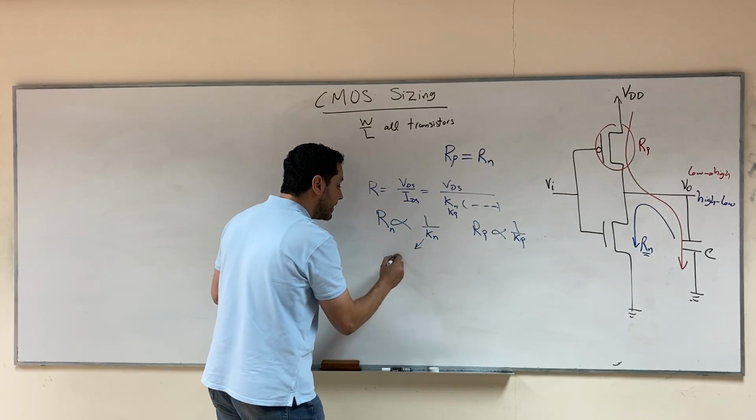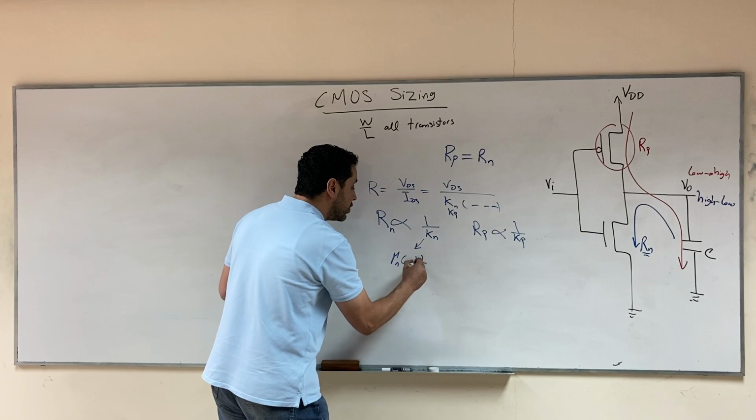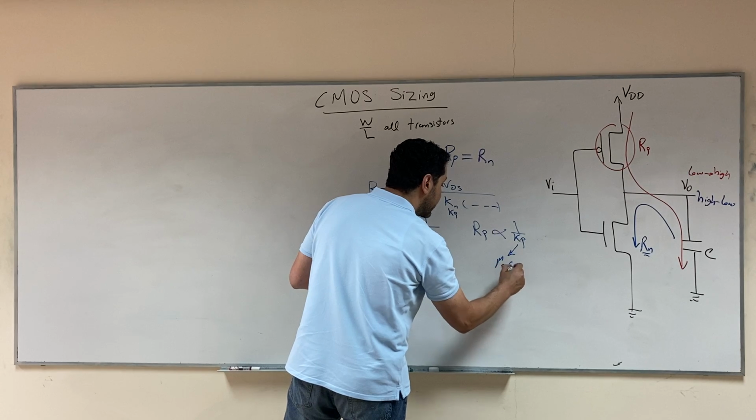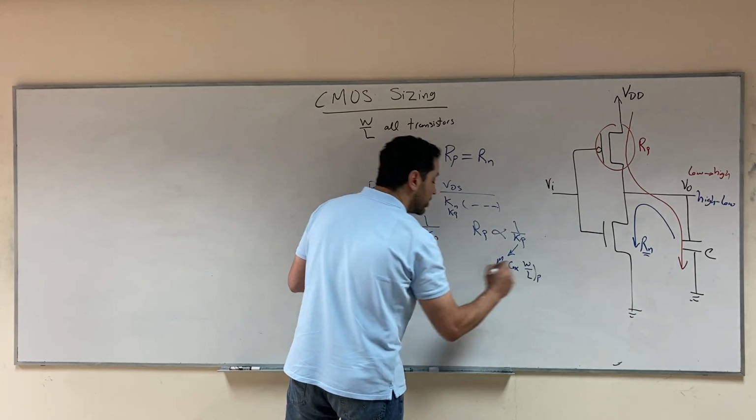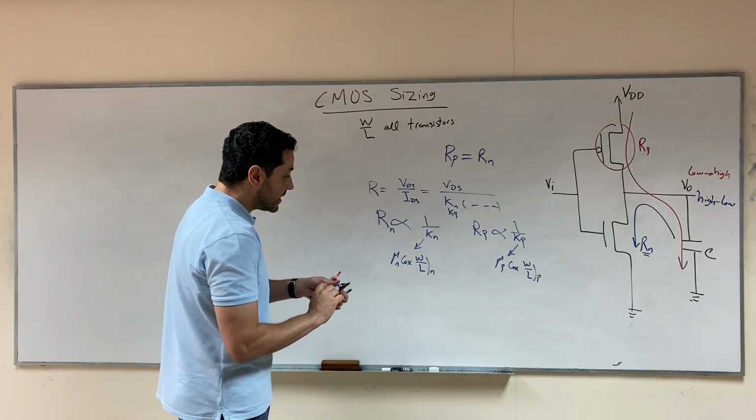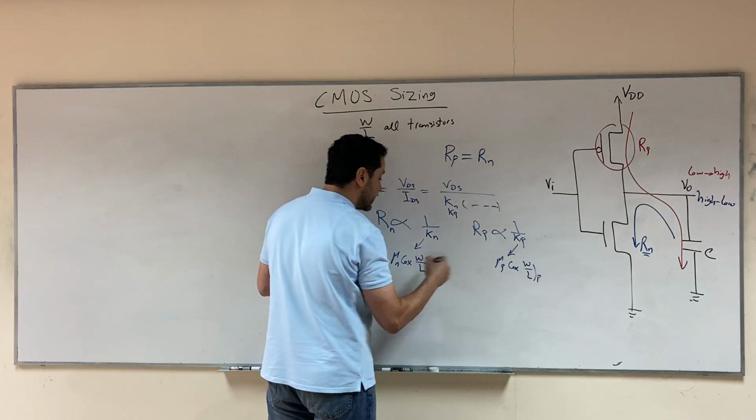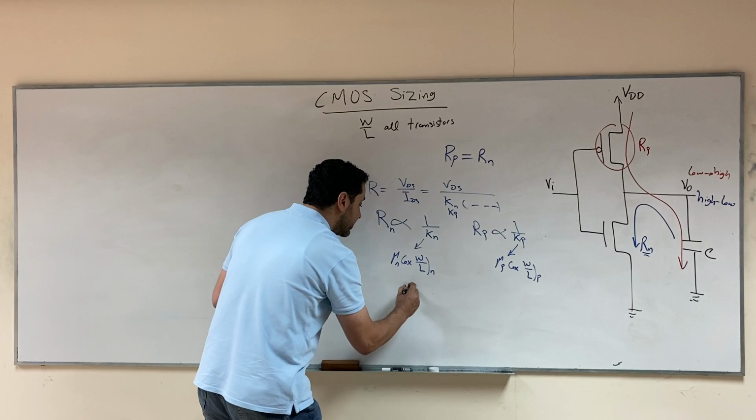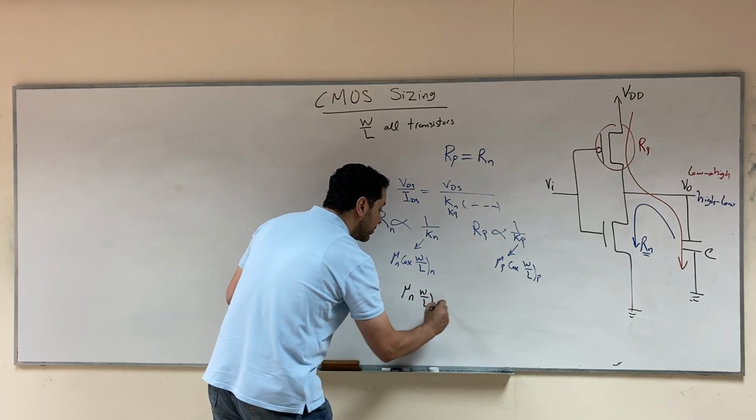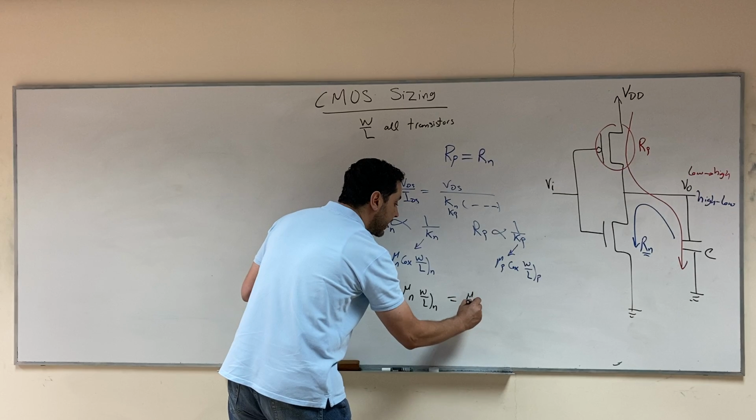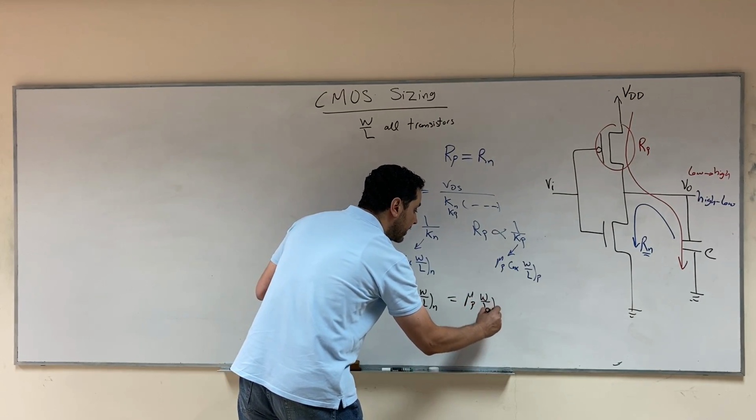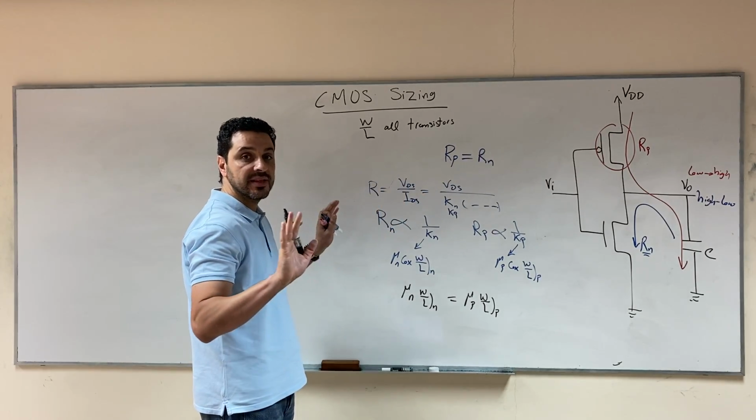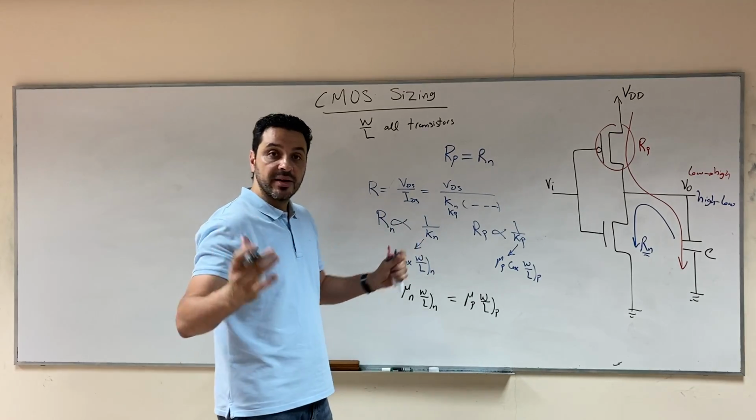We know that Kn is mu n C oxide W over L of the NMOS transistor, and Kp is mu p C oxide W over L of the PMOS transistor. Assuming that C oxide is the same in both cases, if you want to design Rn to be similar to Rp, then you need mu n W over L of the NMOS transistor to be equal to mu p W over L of the PMOS transistor. All of this I'm talking about is the CMOS inverter. I didn't discuss yet the bigger logic gates.